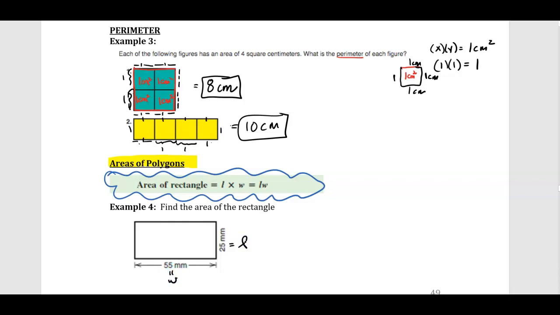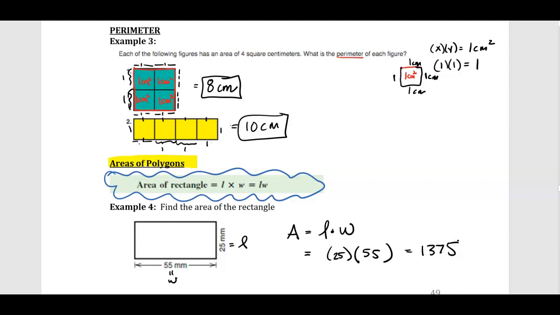It really doesn't matter which one is which, but I'm just going to start by writing down the formula. So area of a rectangle equals length times width. I think this is a good practice to always get in the habit of doing, and then multiply the numbers together. So 25 times 55, and we end up getting 1375.